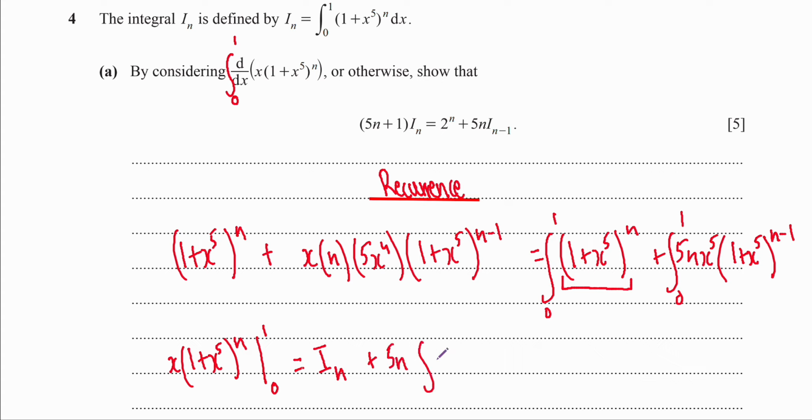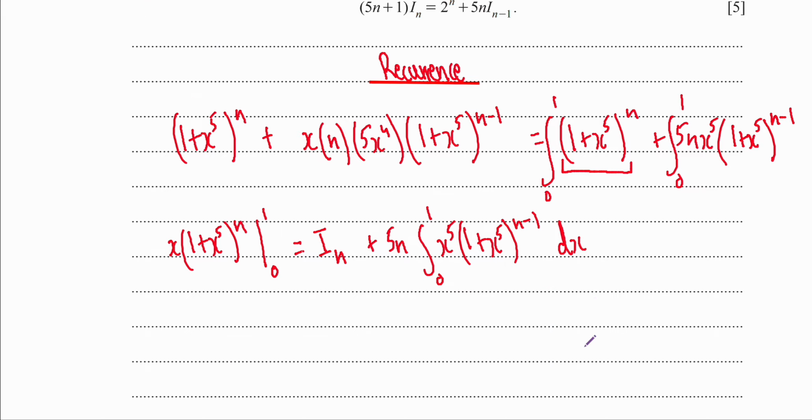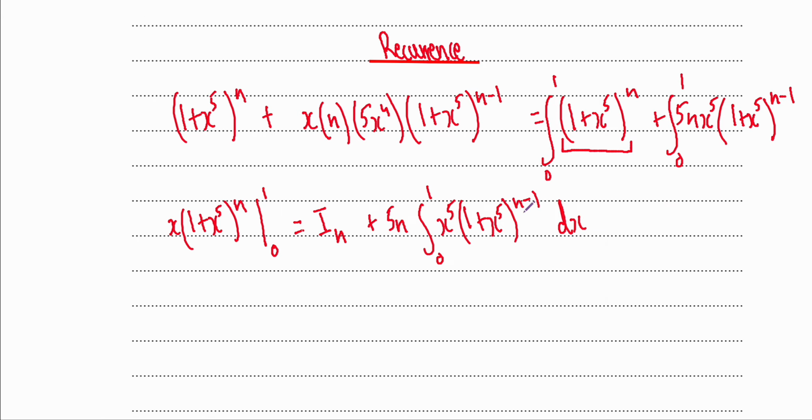And now inside I'm going to have the integral of x to the power 5 times (1 plus x to the power 5) to the power n minus 1, between 0 and 1, with respect to x, of course. Okay, now we're going to do something clever. We can't really work with this because it's very complicated, but what is x to the power 5 equal to? Well, if you want to write it in a clever way, you can write this as (1 plus x to the power 5) minus 1. It's the exact same thing.